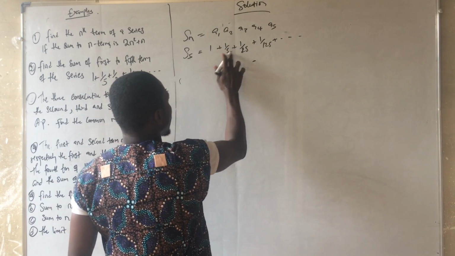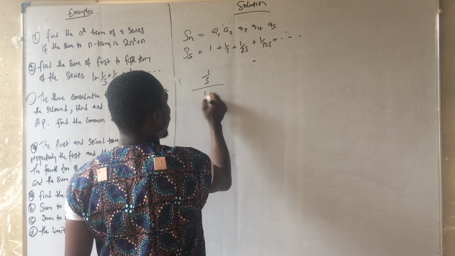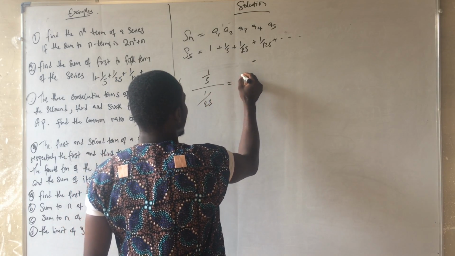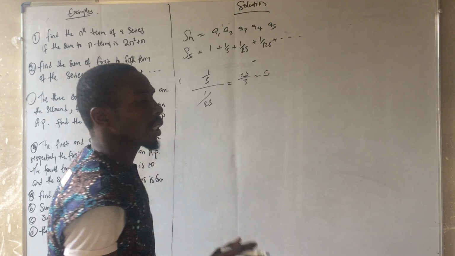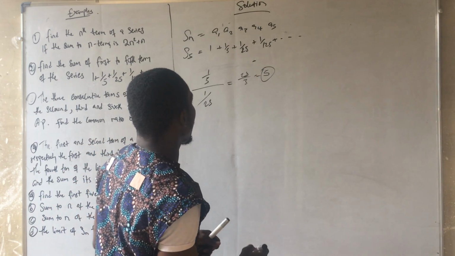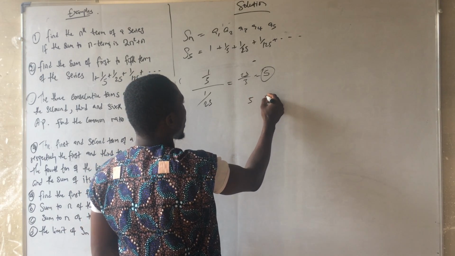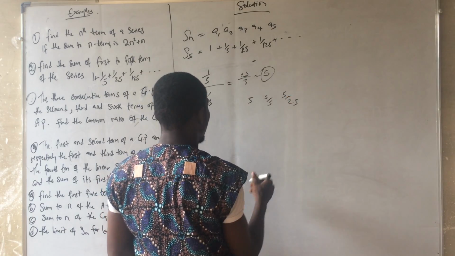Now we divide this one again by this one. Now 1 over 5 divided by 1 over 25, we have 25 over 5, which is equal to 5. So the ratio there is 5. But when you multiply 5 with this, it's going to give us 5 over 5 and 5 over 25.